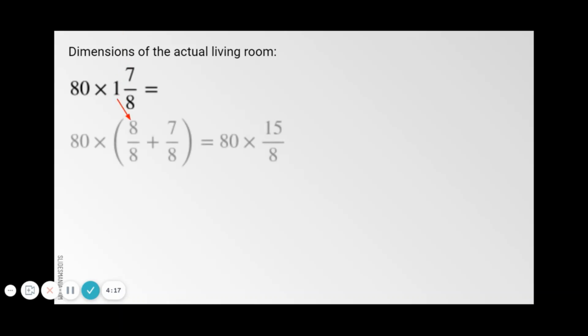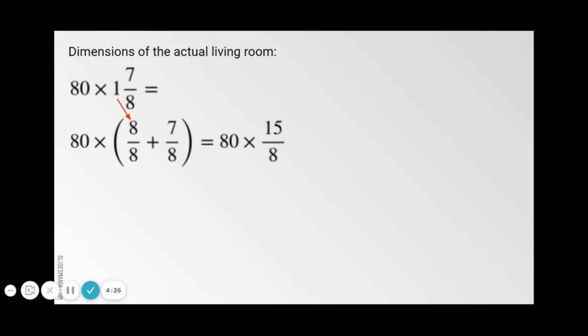The 80:1 scale indicates that every inch on the scale drawing represents 80 inches in real life. This means that we need to multiply each inch on the drawing by 80. The dimensions of the living room on the drawing are 1 7/8 inches by 2.5 inches. So when we multiply 80 by 1 7/8, we need to change the mixed fraction to make it easier to multiply. 1 is the same as 8/8, and then we can add 8/8 and 7/8 to get 15/8.